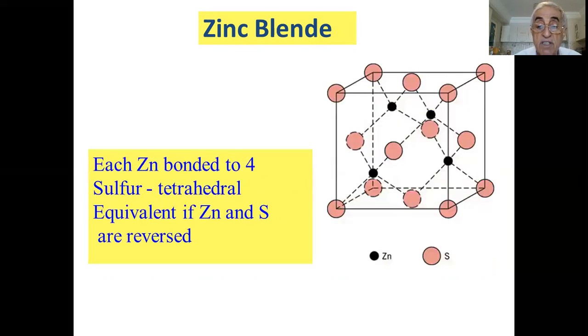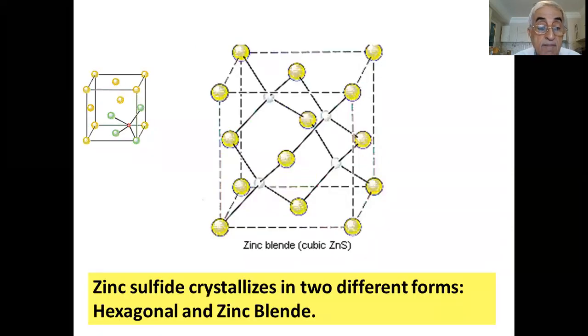Zinc blende. In this figure it can be seen that there are two elements, Zn and S, each Zn bonded to 4 sulfur atoms, tetrahedral, equivalent if Zn and S are reversed. Zinc sulfide crystallizes in 2 different forms, hexagonal and zinc blende, shown in these 2 figures.